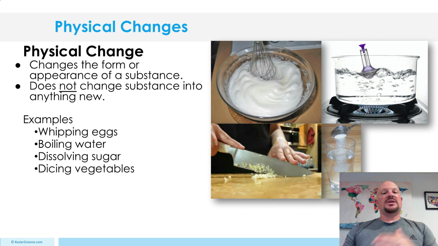Whipping eggs, they're still eggs, but the form and appearance look different. Boiling water, that phase change from a liquid to a gas, but it's still water. It's still H2O. The physical changes occur, but it's the same chemical compound that it was before. Dissolving sugar is another example. Or dicing vegetables. You're changing the shape and the size, but it's still the same vegetable when you're done.